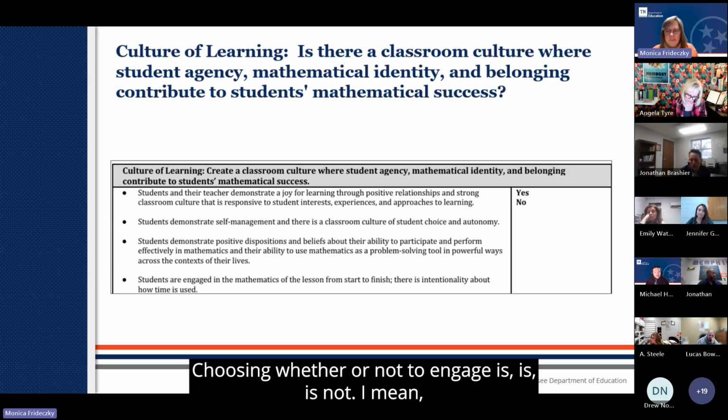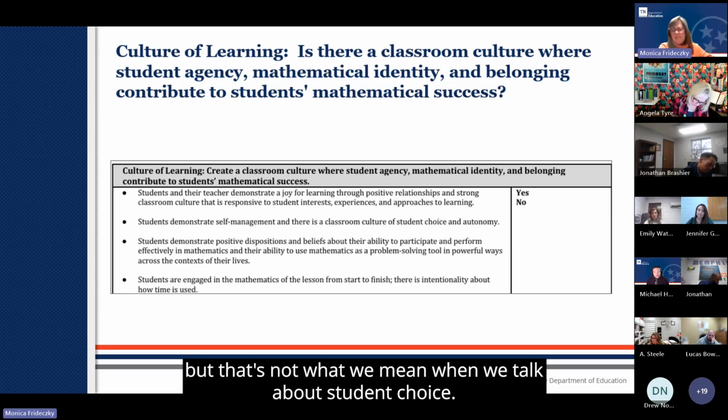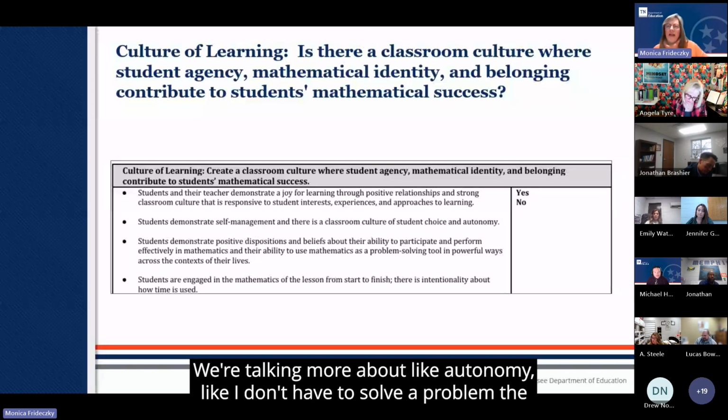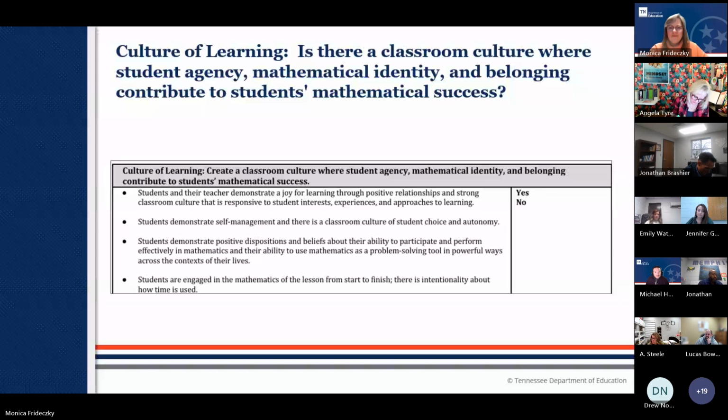Choosing whether or not to engage would tell you something about the culture of learning, but that's not what we mean when we talk about student choice. We're talking more about autonomy. Like, I don't have to solve a problem the same way everybody else is solving it in my group. Does that help?